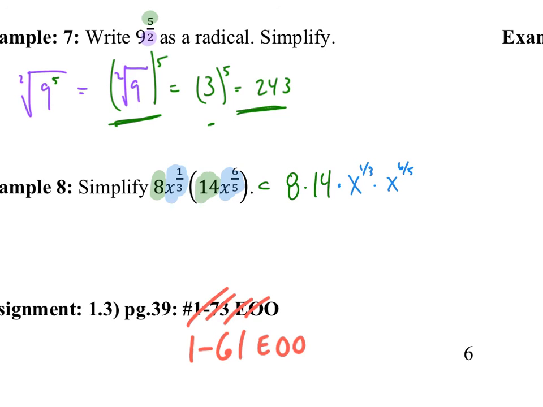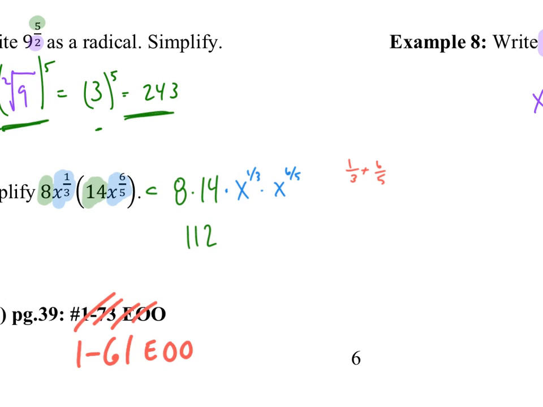Well, of course, 8 times 14 is just 112. What we learned about exponents is that when you multiply powers, the exponents need to add. So we need to add 1/3 and 6/5. We need to come off to the side and say, what's 1/3 plus 6/5? Well, we can only add fractions when the denominators are the same. And so to get like denominators, they'd have to both be 15.